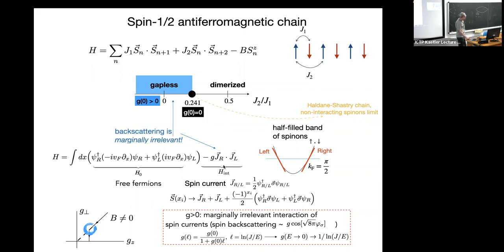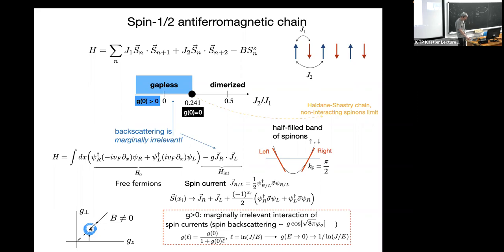This is the main interaction term, and it's marginally irrelevant, which means that as long as J2 over J1 is less than this critical value of 0.24, as you go to low energies and long distances, this coupling constant G progressively vanishes. In particular, in the ground state of the infinite chain limit, it's simply zero, but it flows to zero logarithmically weakly. That's the meaning of marginally irrelevant, and that happens to play a very important role in what I say in a few slides. With RG scale L, for those who like this way of thinking, G of L vanishes as essentially one over L, which is log of energy.